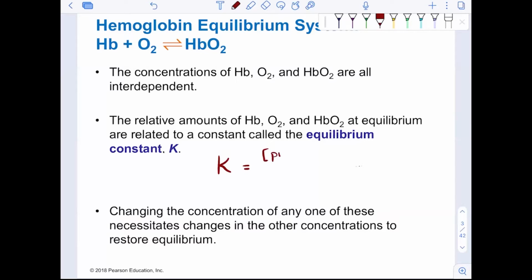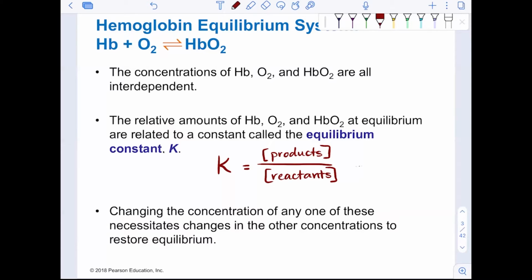What we're going to see as we dive in is that K is going to be equal to the concentration of the products divided by the concentration of the reactants. This will be true no matter what equilibrium reaction we are talking about. And changing the concentration of any one of these, hemoglobin, oxygen, or the product HbO2, necessitates changes in the other concentrations to restore equilibrium.